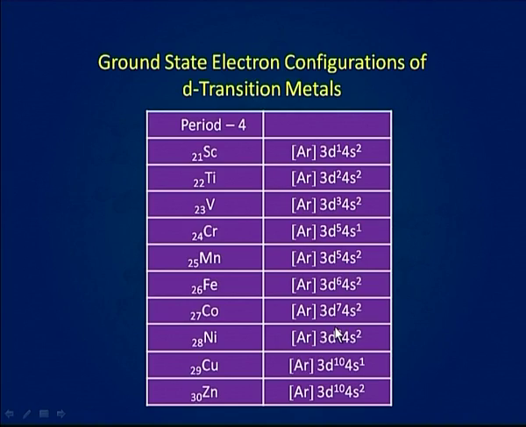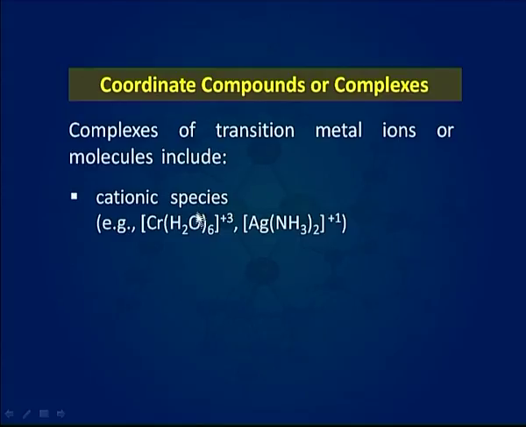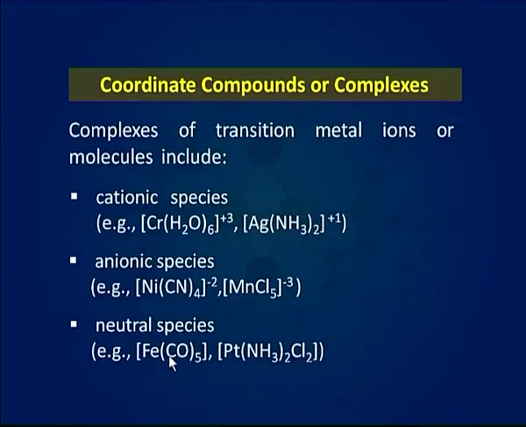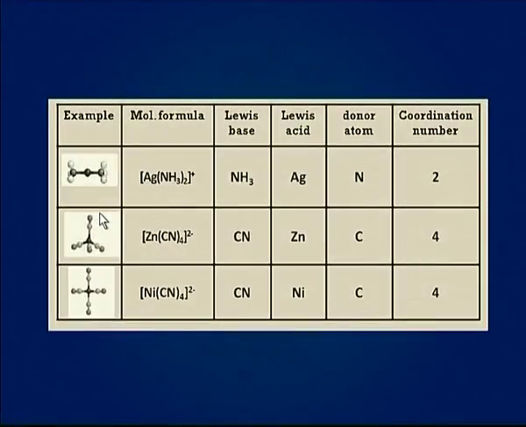Now, complexes of transition metal ions or molecules include cationic species like [Cr(H2O)6]3+ or [Ag(NH3)2]+, or they can include anionic species like [Ni(CN)4]2- and [MnCl5]3-. They can also include neutral species like [Fe(CO)5] and [Pt(NH3)2Cl2].